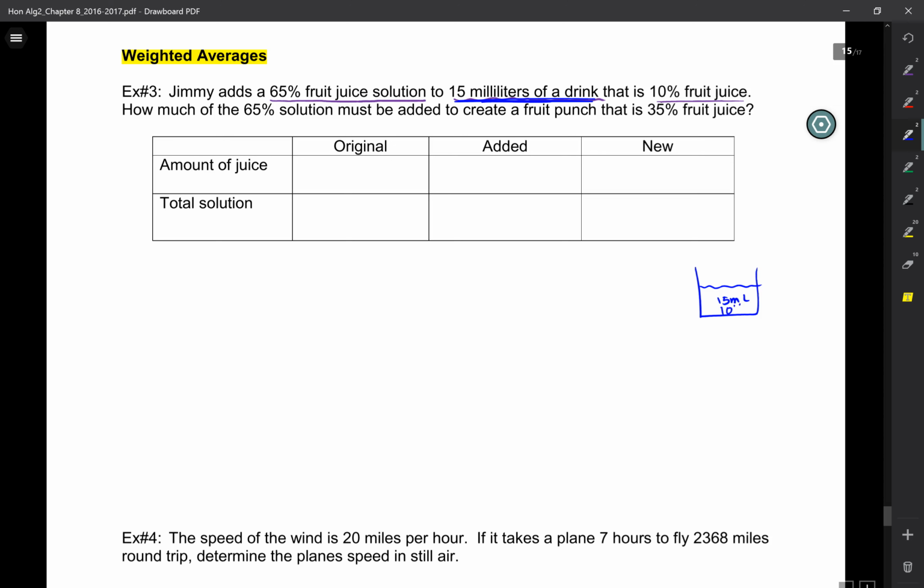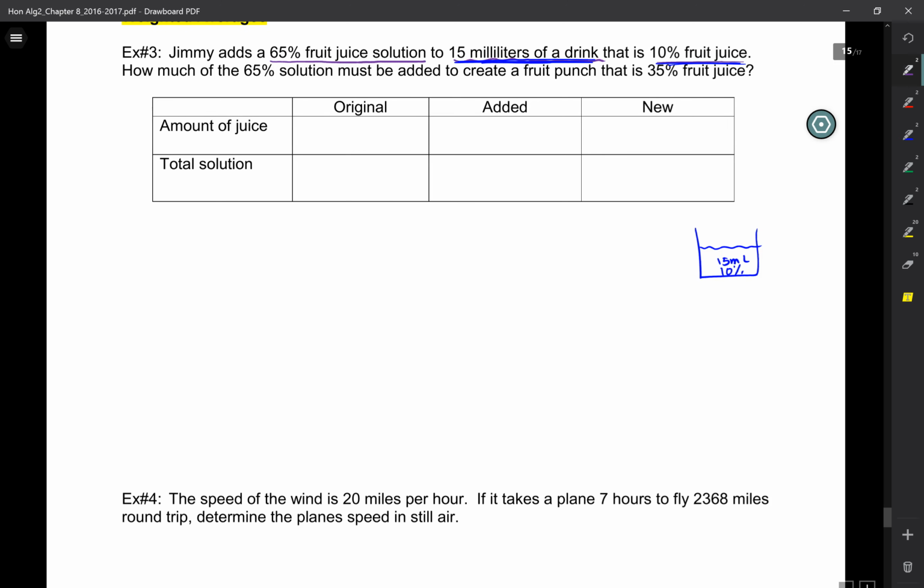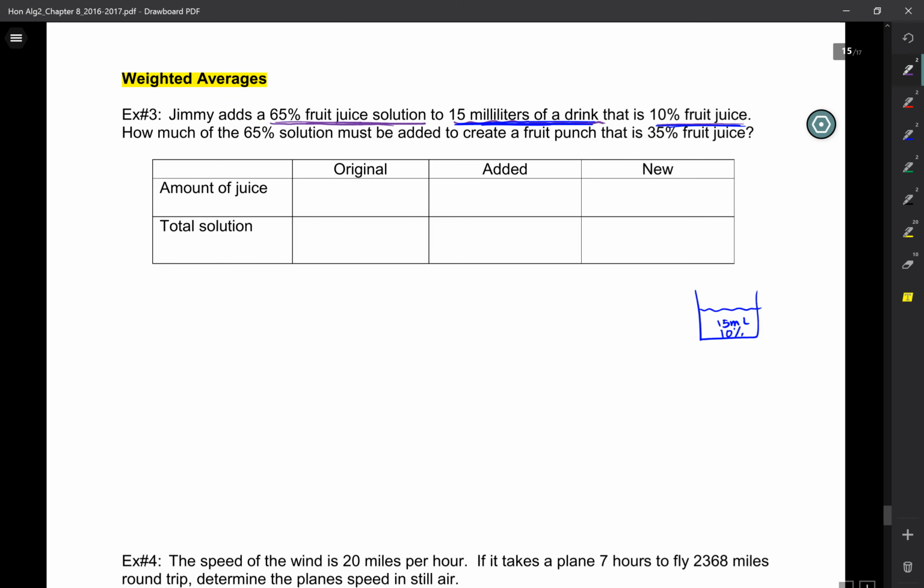And that 15 milliliters is 10% fruit juice. Okay? Now, he adds to this 65% fruit juice solution. And the question is, how much does he have to add so that the end result has 35% fruit juice? Does that make sense? Okay, so now the stuff in the container has 10% fruit juice. He wants to make it a little bit more fruit juice heavy. Okay?